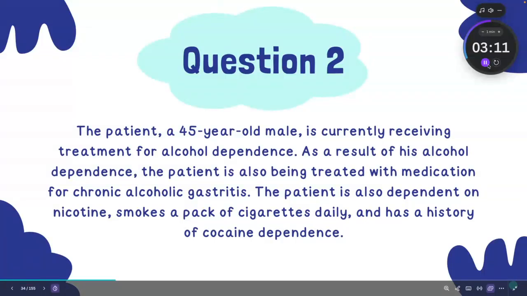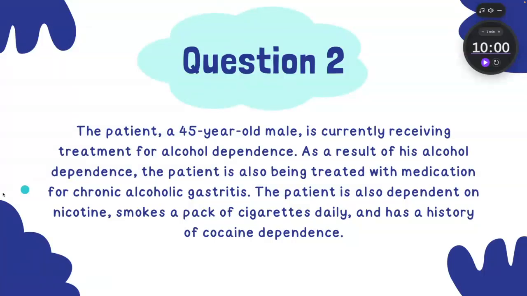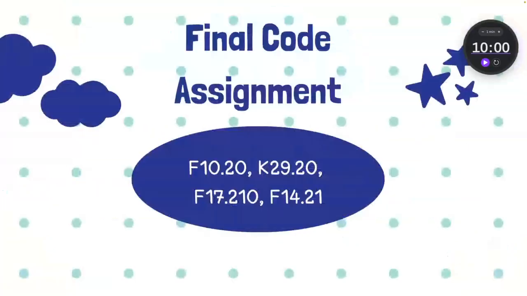All right. So for this particular patient, we had 4 diagnoses. We had the alcohol dependence, the alcoholic gastroenteritis, the tobacco, cigarette dependence, and then cocaine dependence in remission. Questions on this one?